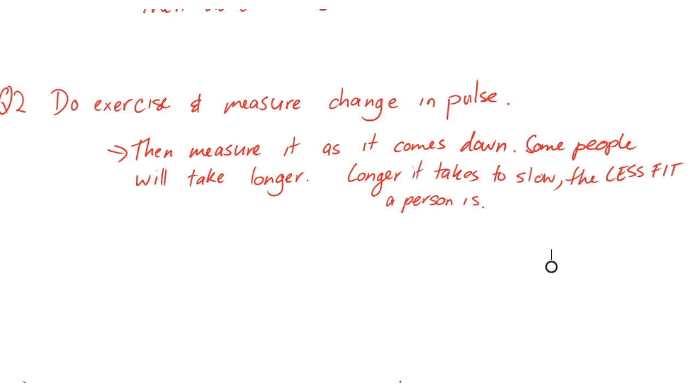What you're going to do then is every minute you're going to check your pulse rate and see how long it takes to come down. For some people it will take a lot longer to come down than others. Essentially, the longer it takes to slow back to normal, the less fit a person is. So you're going to measure what your pulse rate is every few minutes until it gets back to normal, at least until after 5 minutes.